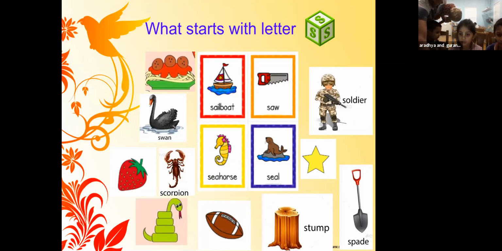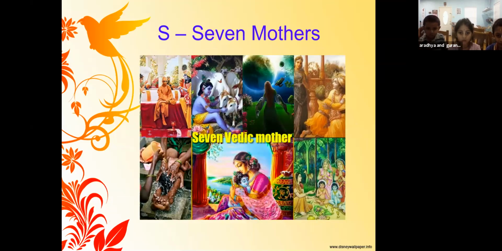You can see here on the screen tons of items: a swan, a scorpion, a seahorse, seal, star, a soldier, strawberry, spade. There are so many, right? There are more, I know.